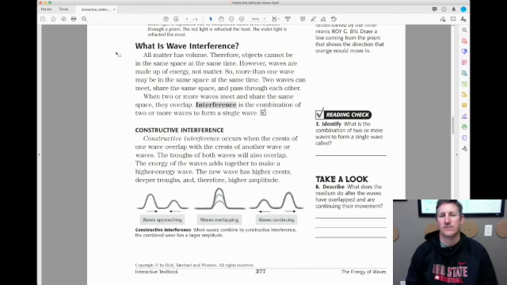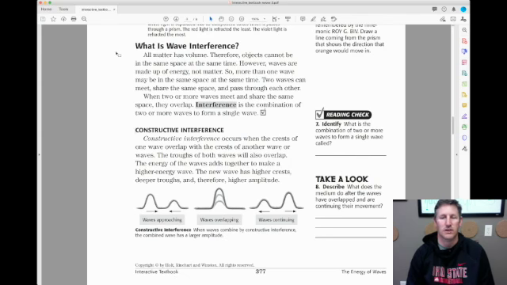Matter has volume, therefore objects cannot be in the same place at the same time. However, waves are not made up of matter, they are made up of energy. So more than one wave can be in the same space at the same time. Two waves can meet, share the same space, and pass through each other. When two or more waves meet and share the same space, they overlap. Interference is the combination of two or more waves to form a single wave.